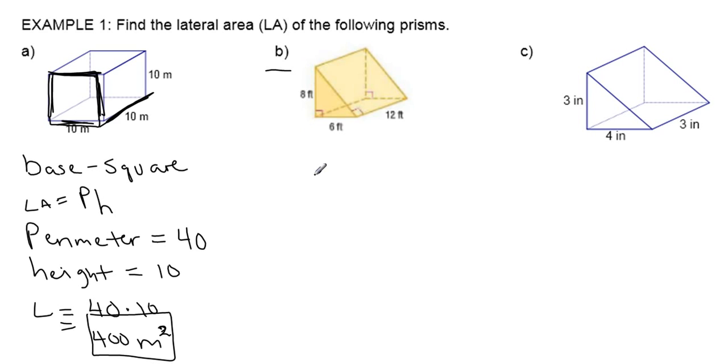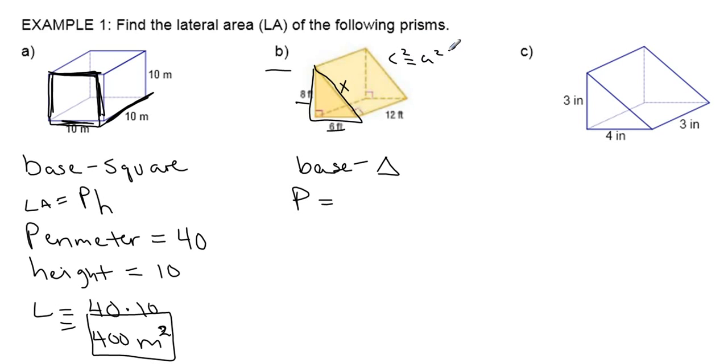Okay, so for example B, we want to find the perimeter of our base, where our base is going to be a triangle. The perimeter of the base, well, we have to find all three sides of the triangle in order to know what our perimeter is. Because we only know this side and this side, we need to find the hypotenuse. So first, we're going to find the hypotenuse.